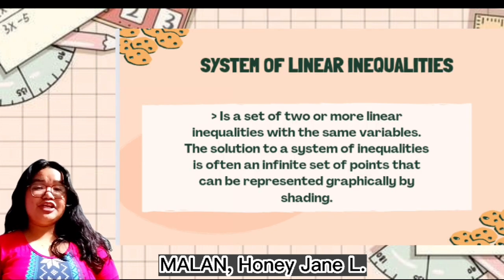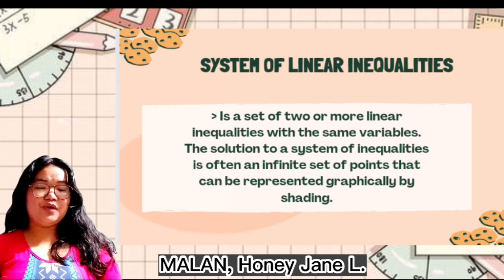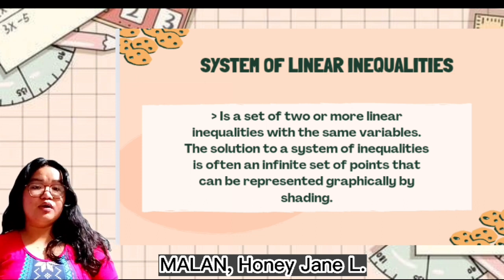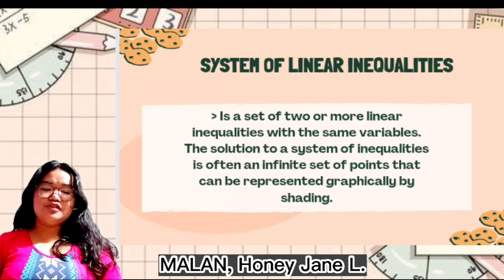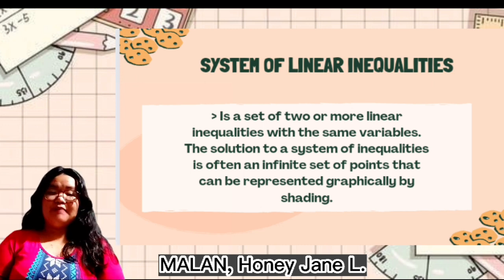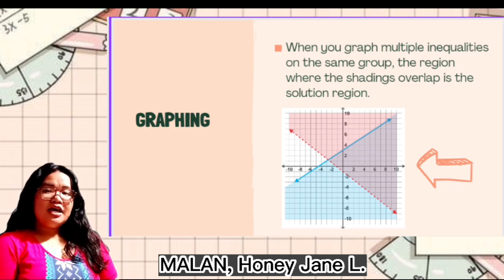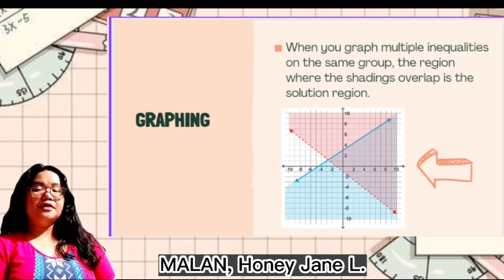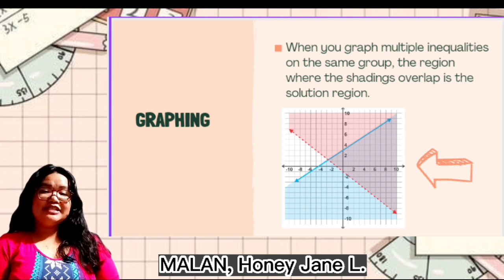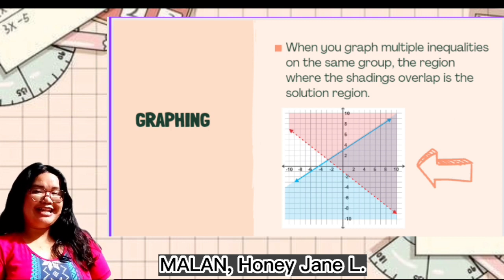A system of linear inequalities is a set of two or more linear inequalities with the same variables. The solution to a system of inequalities is often an infinite set of points, presented graphically by shading. So first, what is graphing? Graphing is when you graph multiple inequalities on the same graph. The region where the shadings overlap is the solution region, and you can see it in our graph.